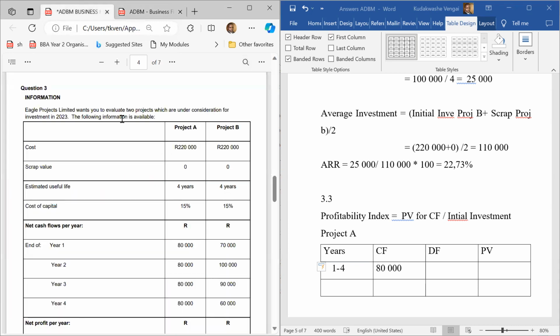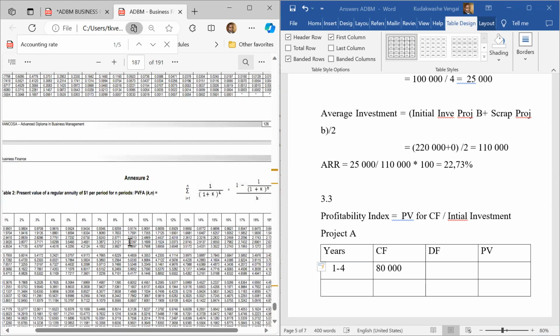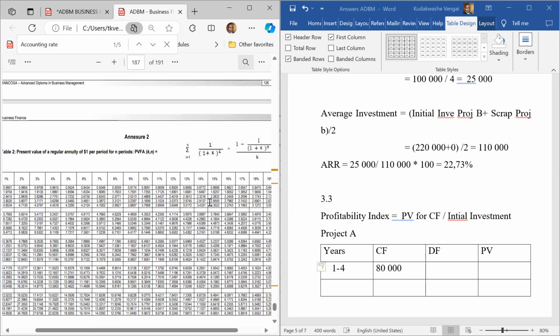So our cost of capital is 15% for 4 years. So on our second table, 15% for 4 years gives us here 2.8550, right? So our present value is going to be 80,000 multiplied by 2.8550. So that's going to give me here 228,400. All right, so that's my present value.